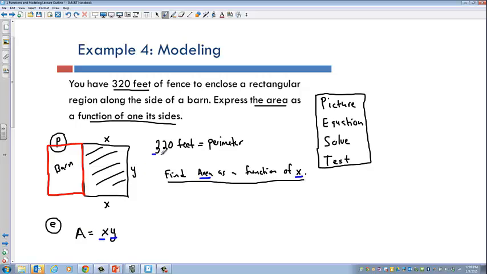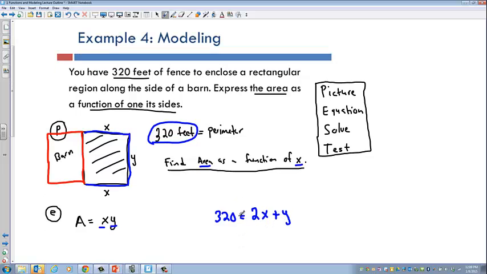And the way we do this is you use the number you haven't used yet. So this is the perimeter of the fence. So I know 320, which is the perimeter of the fence. And the way you find the perimeter is you add up the lengths of all the sides. And now remember, I don't have to count the side with a barn on it because there's no fence there. So what I have is x plus y plus x. So I have two x's plus an additional y.